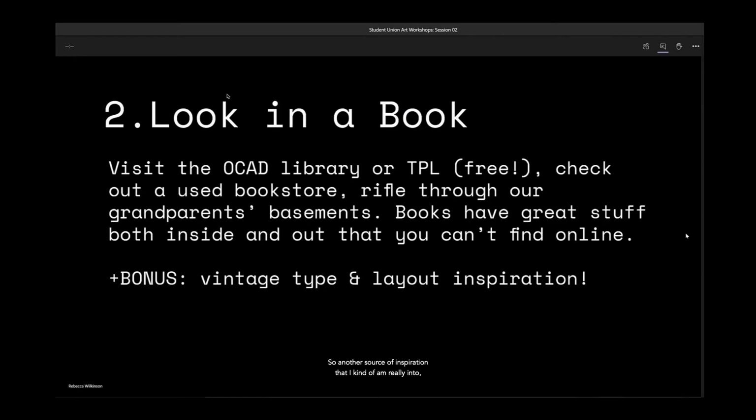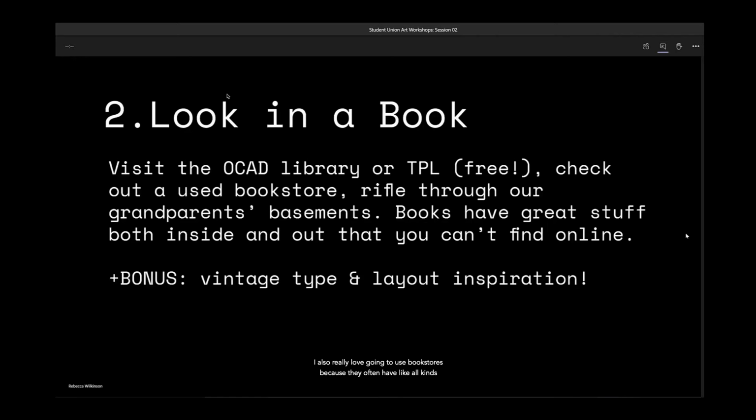Another source of inspiration that I'm really into, especially because I love books and book design, is looking at books. And the great thing about books is that even if you don't have a lot of money, you can access them for free. I know it's a COVID situation right now, but Toronto Public Library is currently open with some restrictions. And of course, you have access to the OCAD library that has tons of amazing resources for material and art and design and other subjects as well.